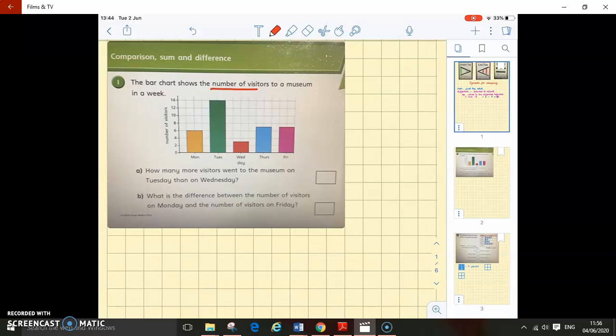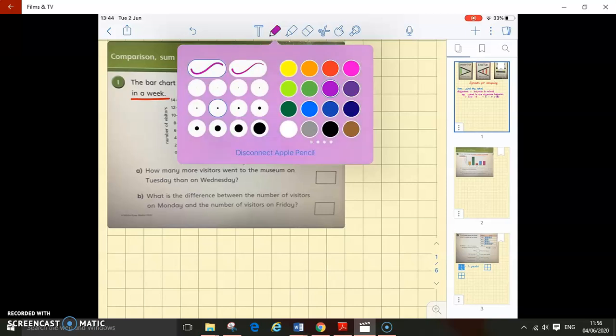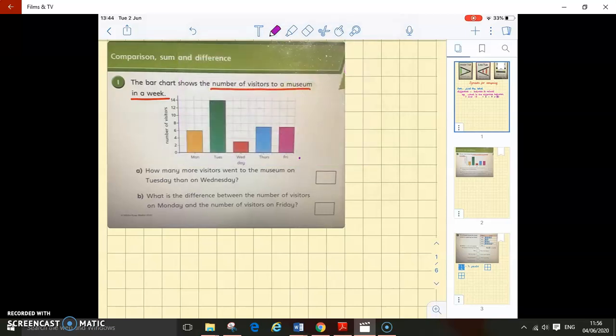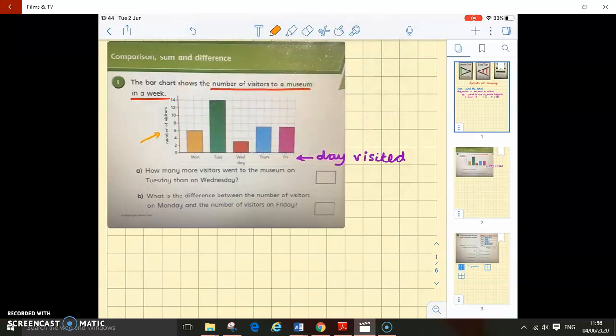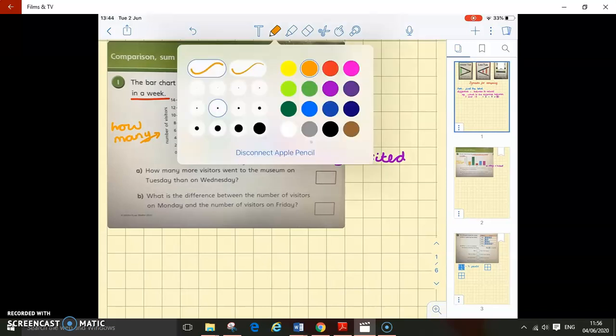So, we have got a bar chart, and it shows us the number of visitors in 1 week to a museum. Now, remember with bar charts, we're going to have to think about the axes. So on this horizontal axis, on the x-axis, we have got the days that people visited. And on the vertical axis, the y-axis, we've got the number of people.